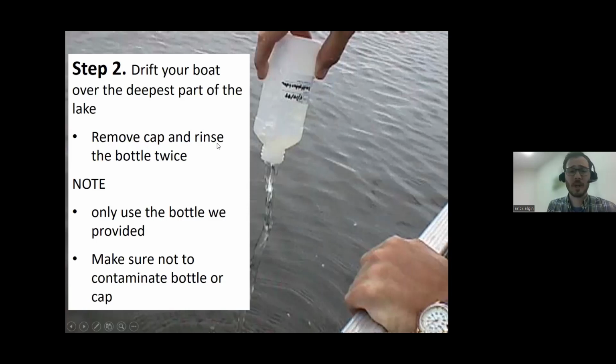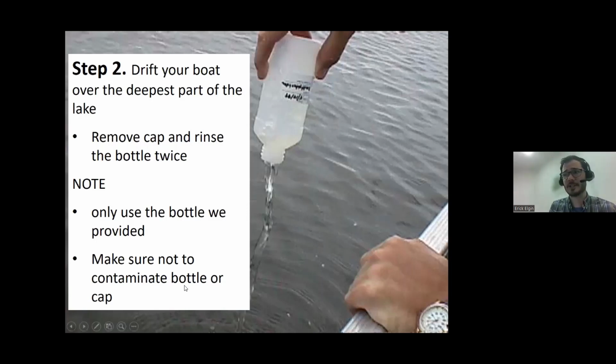And now what we want to do, just in case there's some particles in that bottle, is rinse with the lake water twice. So holding the bottle at the bottom with your hands, put it in, get some water in there, swirl it around, dump it out. Do that twice. Use only the bottles that we provide. We will not accept phosphorus in any other bottles because, again, these have been cleaned specifically for phosphorus sampling.